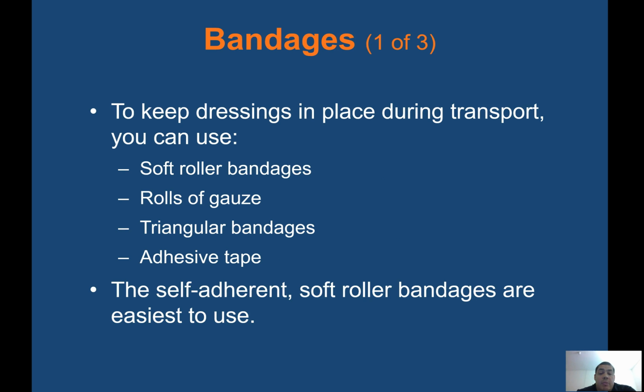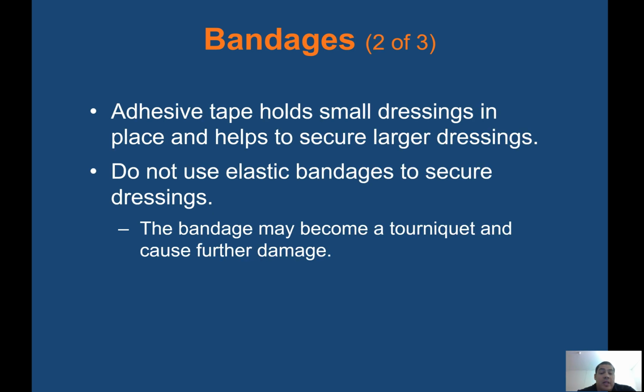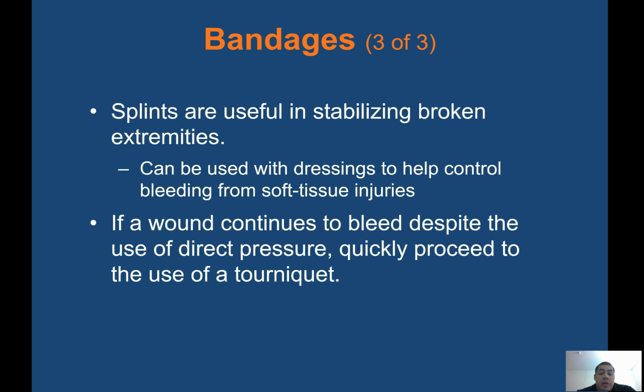Bandages. To keep dressings in place during transport, you could use soft roller bandages, rolls of gauze, triangular bandages, or adhesive tape. The self-adherent soft roller bandages are easiest to use. Adhesive tape holds small dressings in place and helps secure larger dressings. Do not use elastic bandages to secure dressings. The bandage may become a tourniquet and cause further damage. Splints are useful in stabilizing broken extremities. They can be used with dressings to help control bleeding from soft tissue injuries. If a wound continues to bleed despite the use of direct pressure, quickly proceed to the use of a tourniquet.